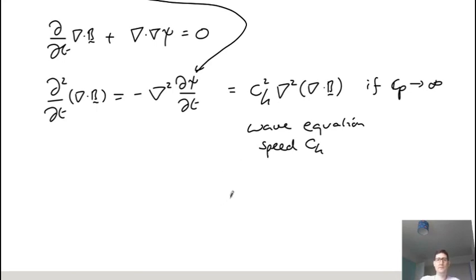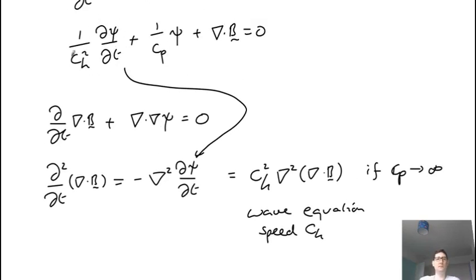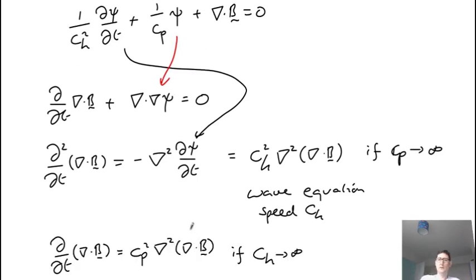If, on the other hand, CH goes to infinity, so we essentially remove this term here, so we just have this term. In that case, we can just substitute this into here. If I'm ignoring this time derivative, I just substitute this term into here, and we end up with a slightly different equation. You can see this has the form of a diffusion equation. So now we have a first derivative of divergence B, because it's just taking this equation here.